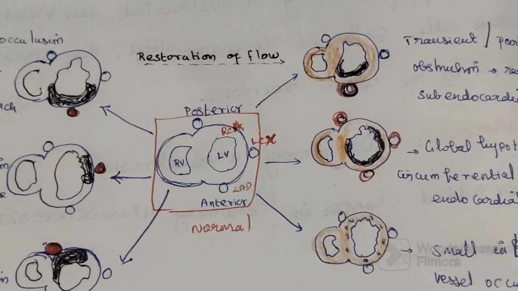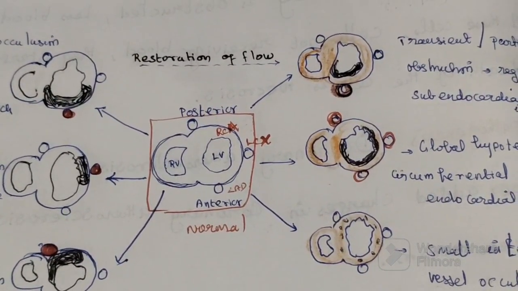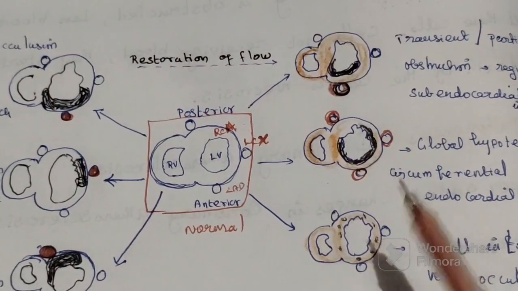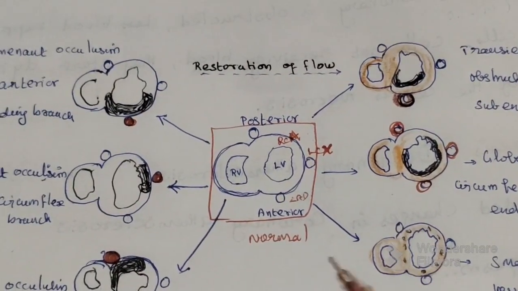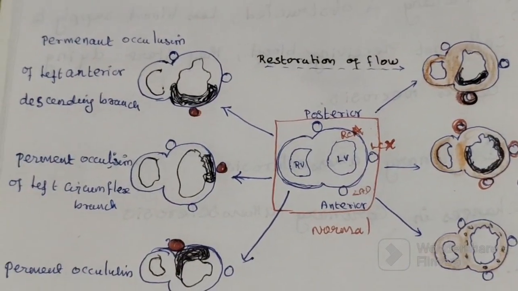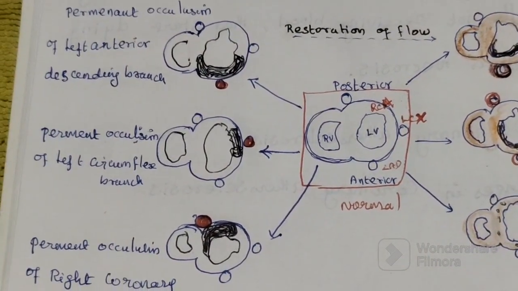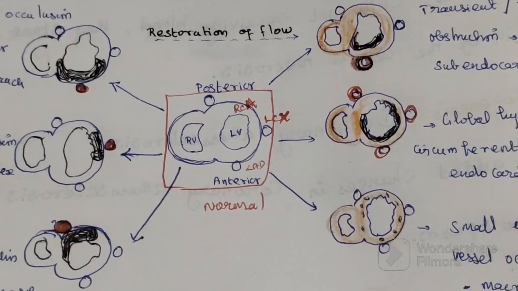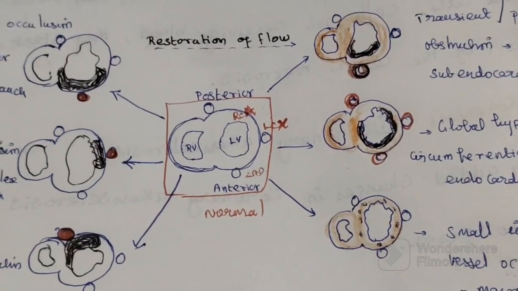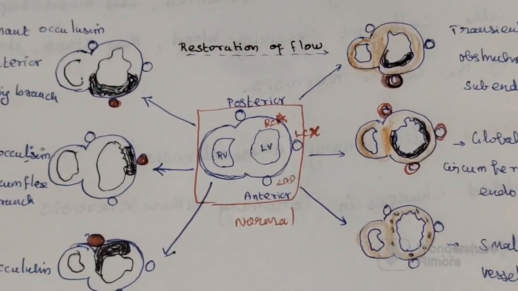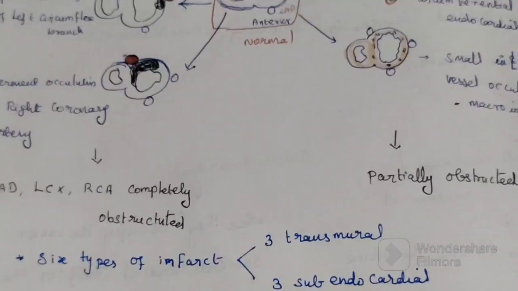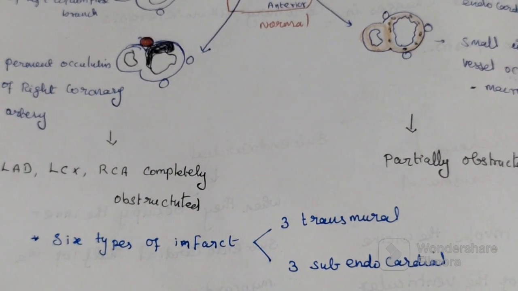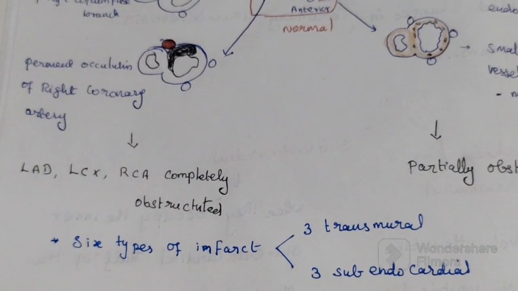So the partial obstruction gives subendocardial impact, and the complete obstruction gives transmural impact. These are the two main types of obstruction. So transmural three and subendocardial three, totally we have six types of infarct.